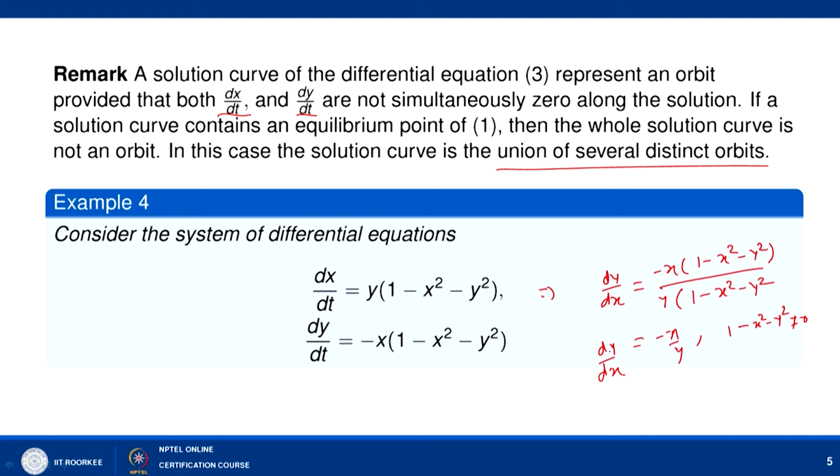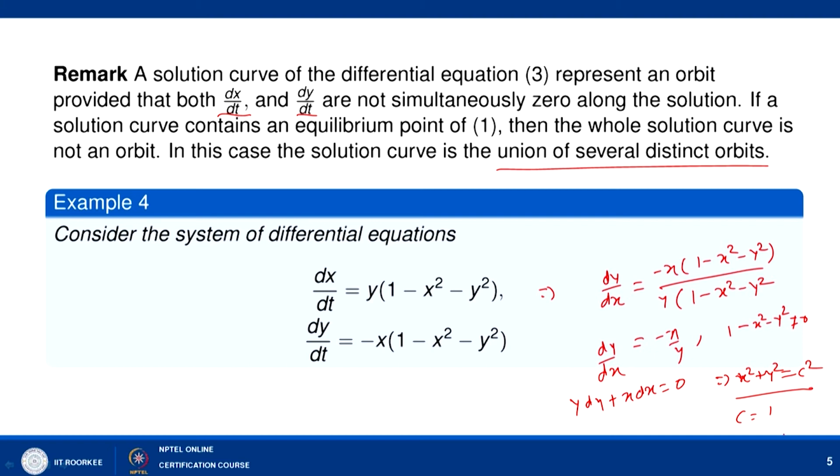If it is non-zero, then we can find the solution: y dy plus x dx equal to 0. So, it means that x square plus y square equal to c square. So, orbits are given as x square plus y square equal to c square, where c is some constant. But if we take c equal to 1, then the orbit is nothing but x square plus y square equal to 1.